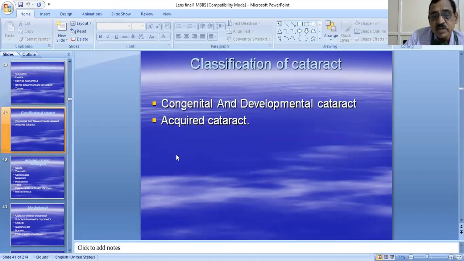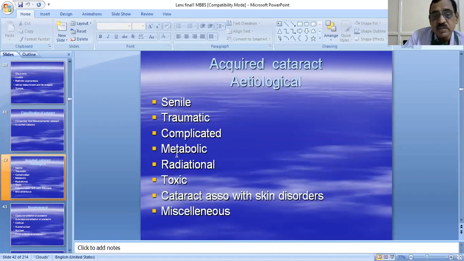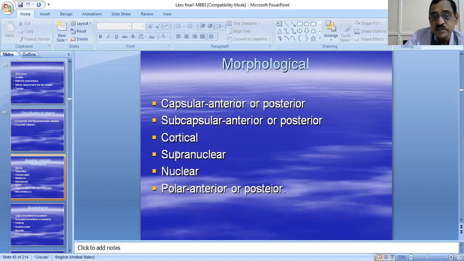So classification, again: congenital and developmental cataract and acquired cataract. In acquired cataract, the etiological classification is either a senile cataract or a traumatic cataract or complicated cataract, metabolic cataract, radiational cataract, toxic cataract, cataract associated with skin disorders, and miscellaneous. Certain syndromes are also associated with cataract formation: Down syndrome, Turner syndrome, Treacher-Collins syndrome, all these things.